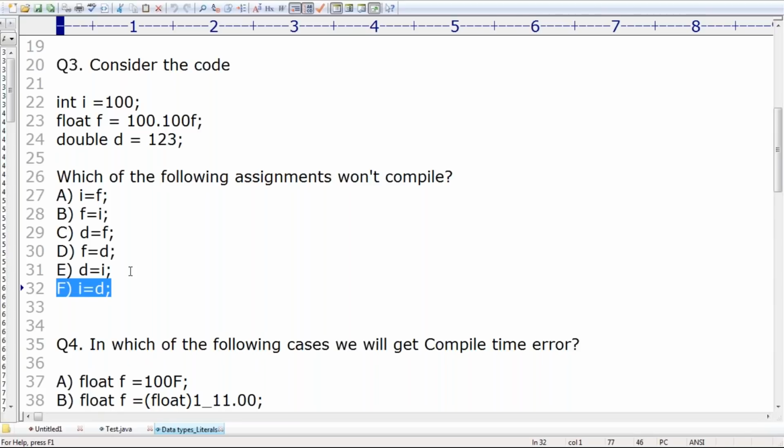So, in which of the following assignments will it not compile? Can you please tell the answers? Please respond. What are the answers? Because this is the exam.